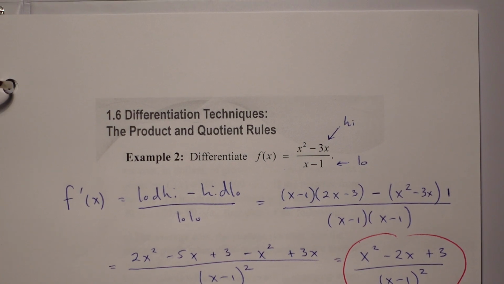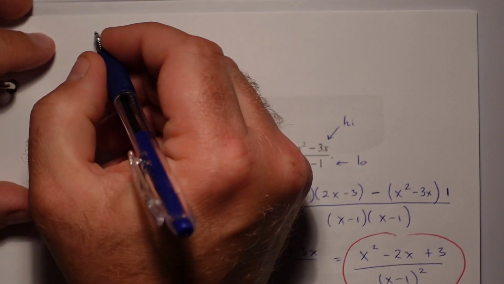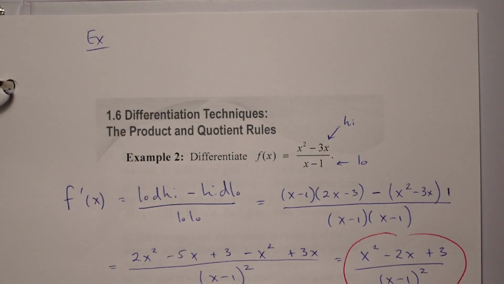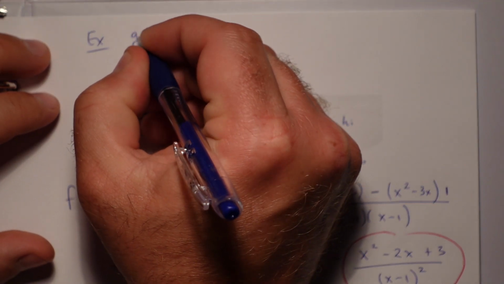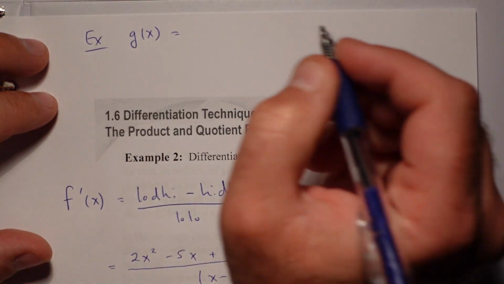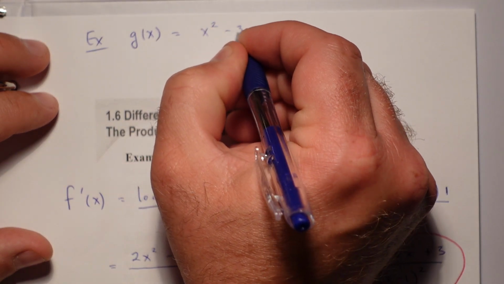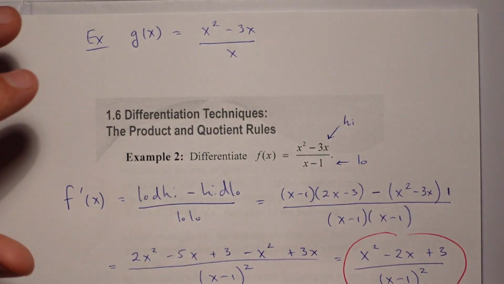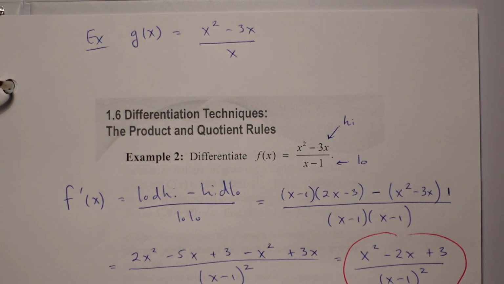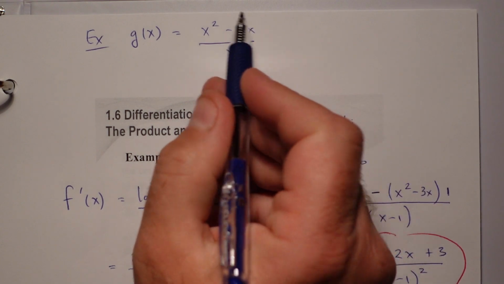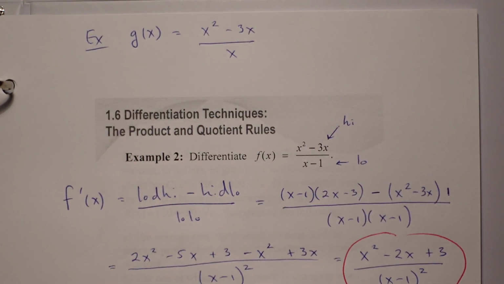Now, I'm going to scroll up. I actually want to add a quick example here off in the margin. And I'm going to give you the function g of x, and this is equal to x squared minus 3x over x. What I want to illustrate with this little side example is that the quotient rule is not necessarily always useful when it comes to these fraction functions. It depends on the denominator.